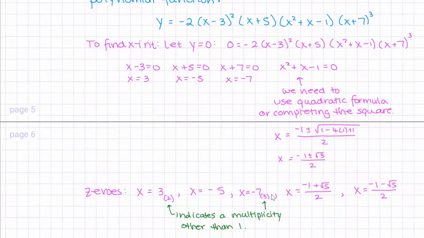So remember, the 3 had a multiplicity of 2, and so we indicate that with a little subscript in parentheses. Negative 7 had a multiplicity of 3, so there's that. If it has a multiplicity of 1, it's implied it's 1. You don't have to put a little subscript of 1. And then these also only had a multiplicity of 1. So that's how you find multiplicities. Any questions on how you find zeros and their multiplicities?